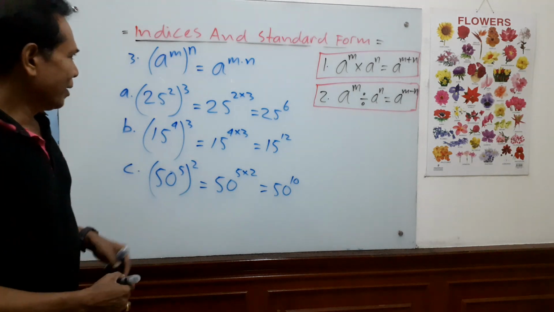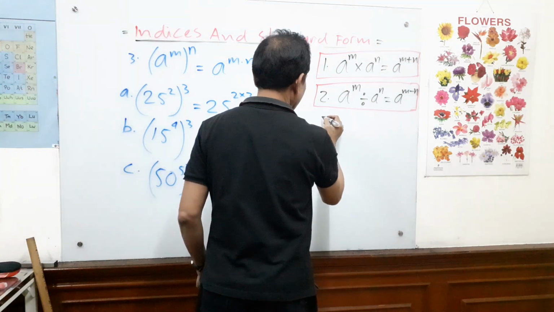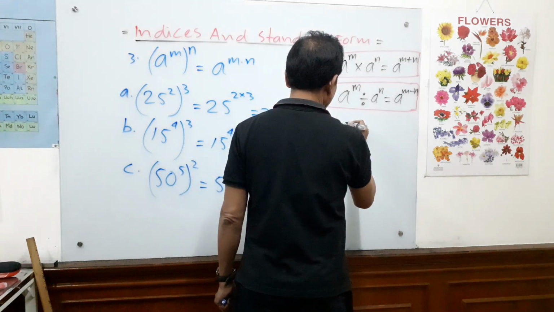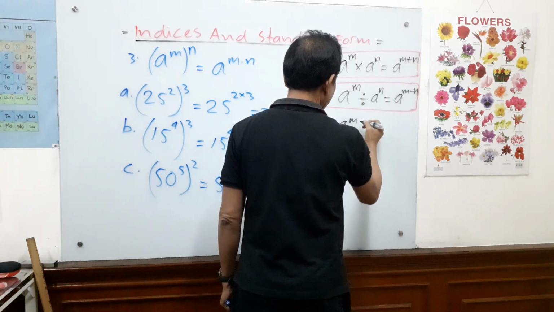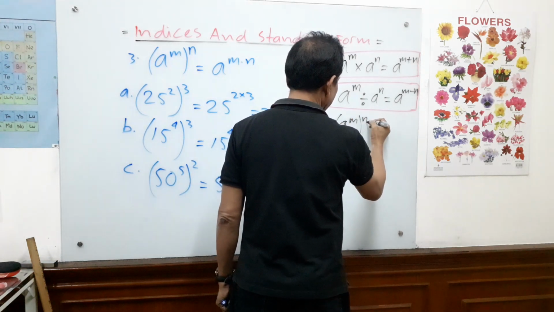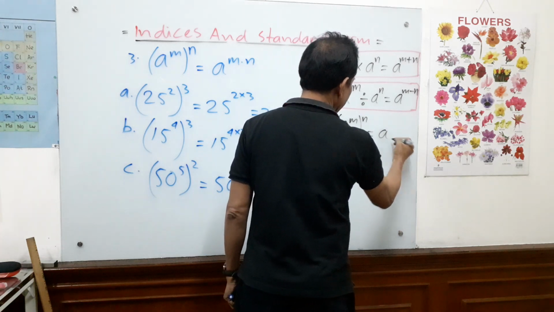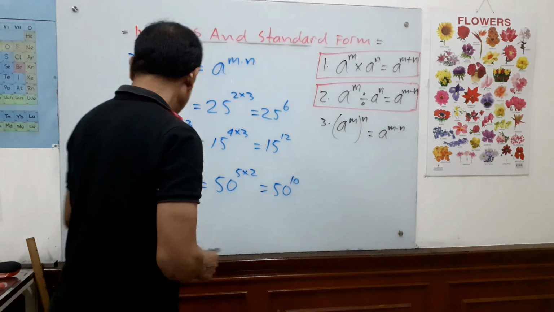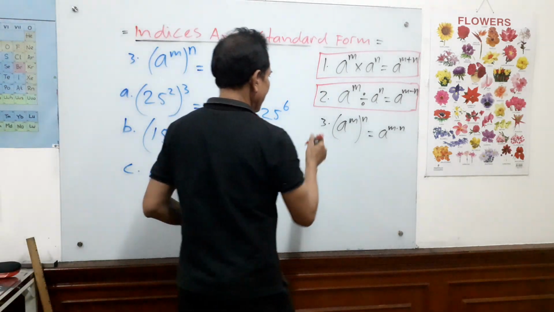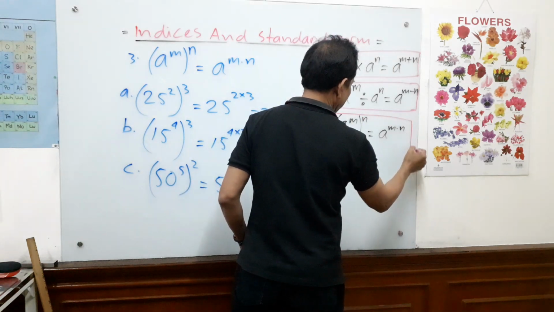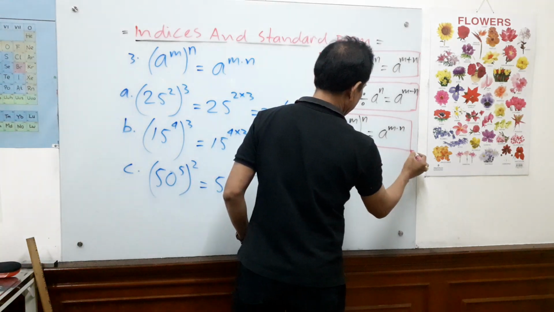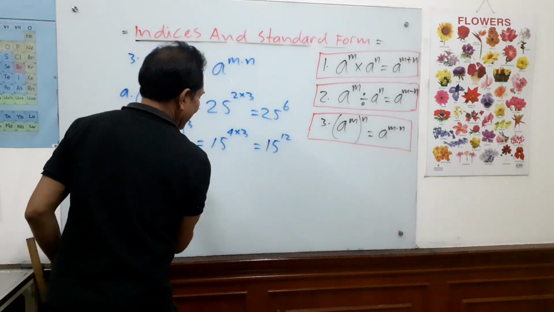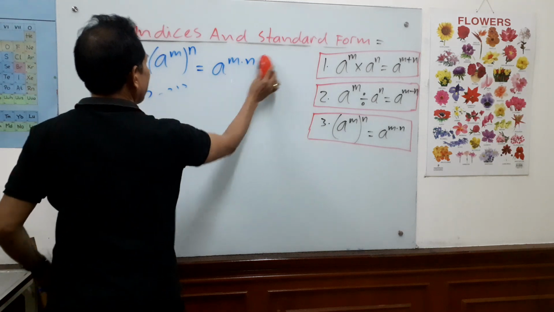Okay, that's easy. Now, I put your formula number 3 here. So we have A power m to the power of n equals A power m times n. Okay, that is your third formula. Now I erase this in order to bring one more number, the last one.